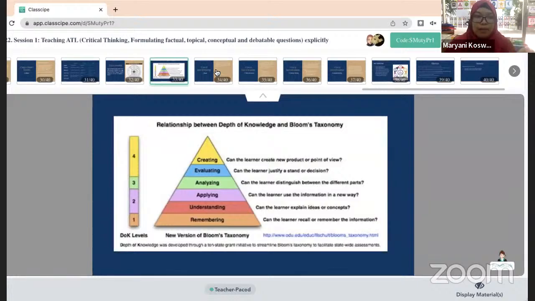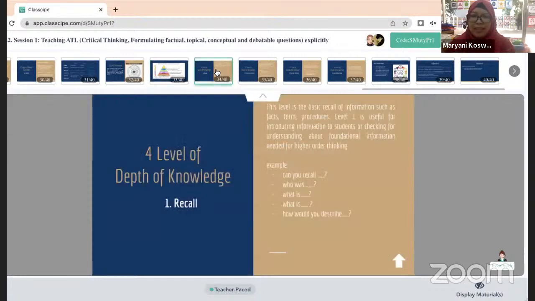Level 1 is about recalling. Why? Because Dr. Webb said that critical thinking is not all about higher order thinking skills, but students sometimes also need to know the facts as prior knowledge to grasp an idea. So they need to know the facts first to formulate their ideas. So that's why level 1 is all about recalling.